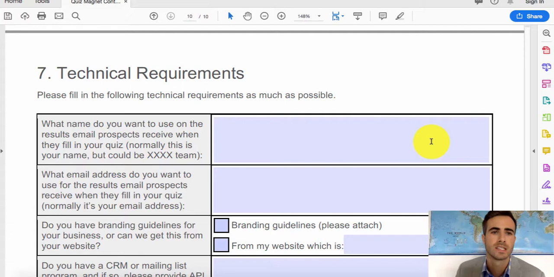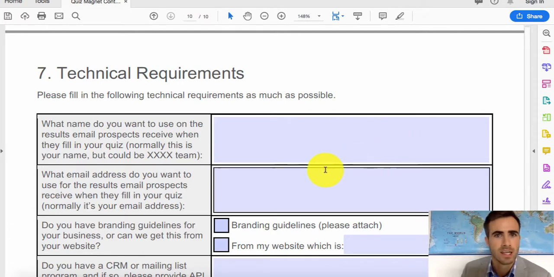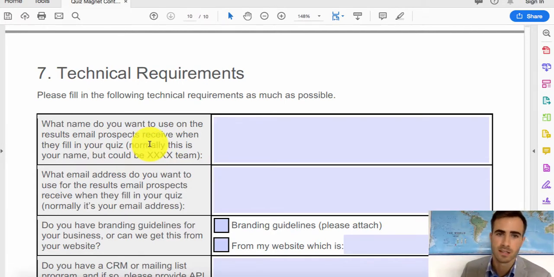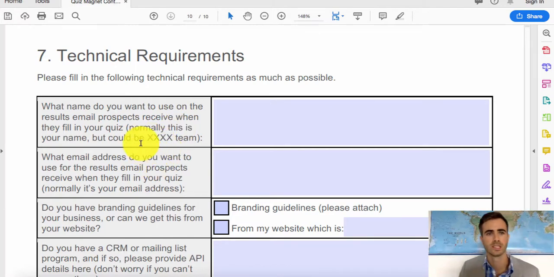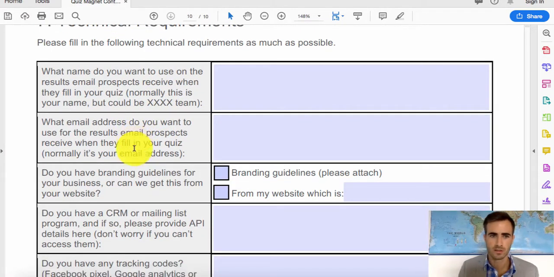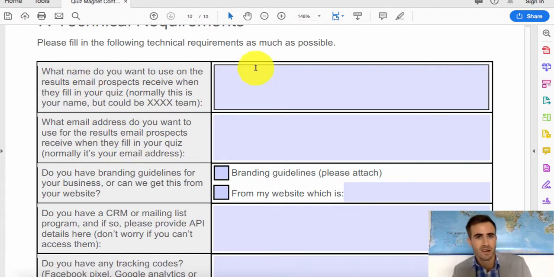And the final part of this content template for your quiz magnet is the technical requirements. Now, fill in as much of this as possible. You don't have to fill it all in. It's quite simple when you look at it, when you go through it.